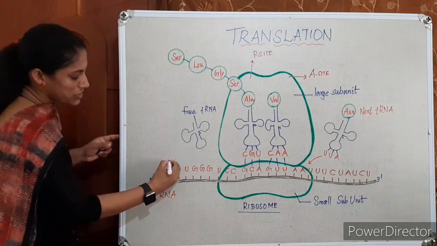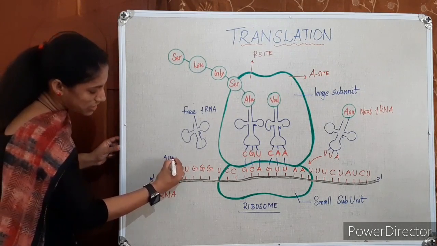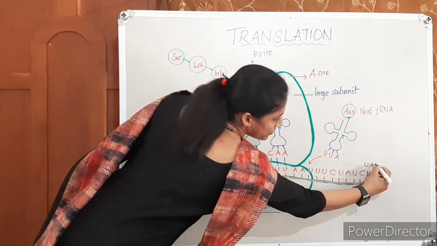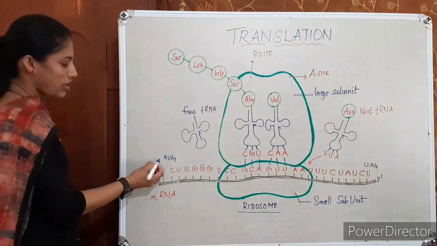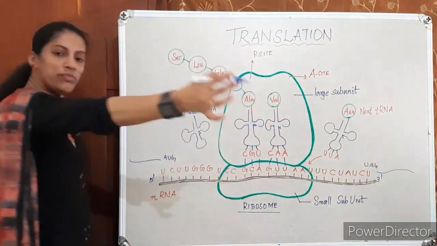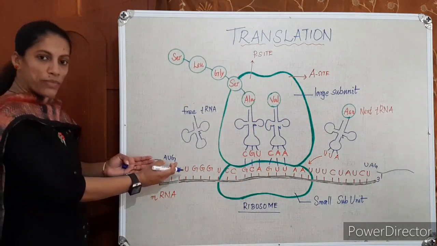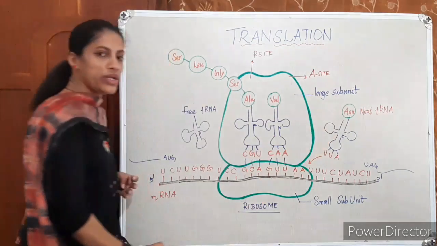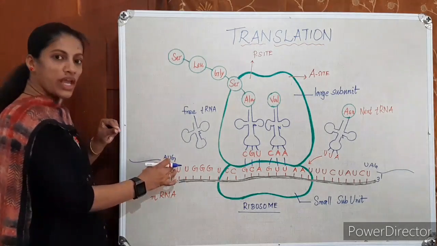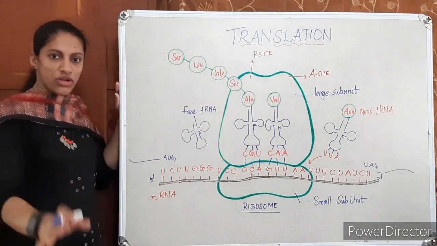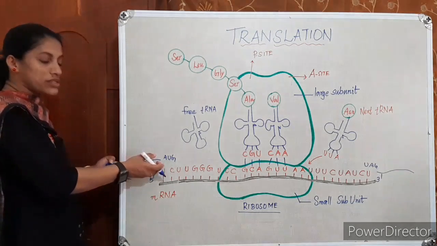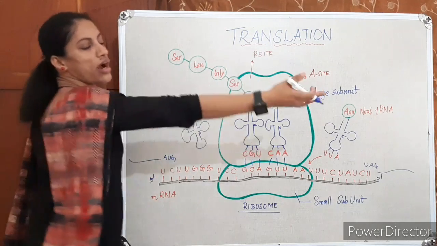Just suppose here it starts with AUG, the starting codon. Here there is UAG, the terminator codon. I am not rubbing this one out. But on the mRNA there will be some sequences before AUG and after UAG. Every mRNA does not start with AUG and end with UAG or any stop codon. There will be a number of sequences or triplets before and after.